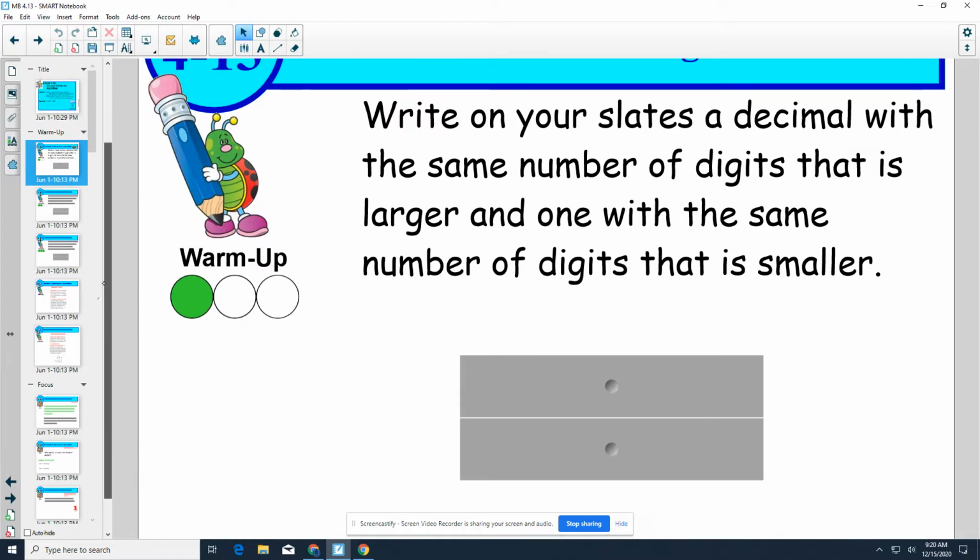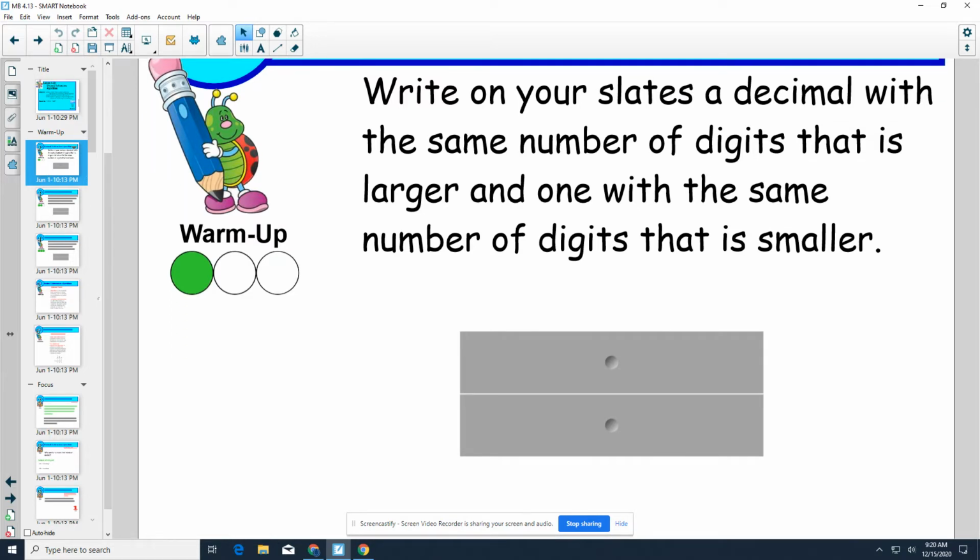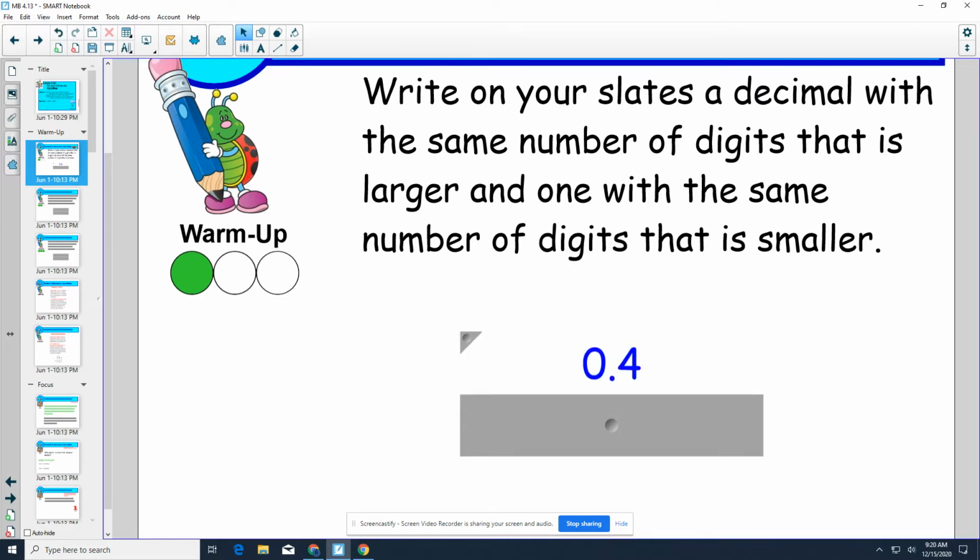So to start off with, let's do some of our mental math here. It says write on your slate or paper a decimal with the same number of digits that is larger and one with the same number of digits that is smaller. Okay, so I have to use the same number of digits, so I think of the one that's smaller. I have to obviously stay here in the tenths, so I'm going to say 3/10. And one that's larger with the same number of digits, I could say 4/10, I could say 5/10, 6/10, 7/10, 8/10, 9/10, or any whole number, right?